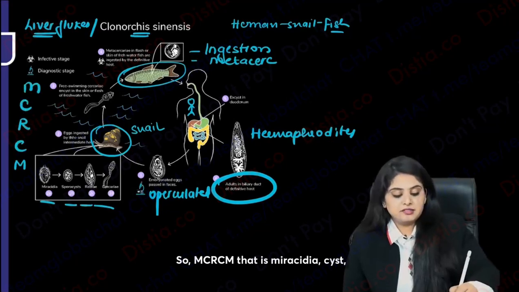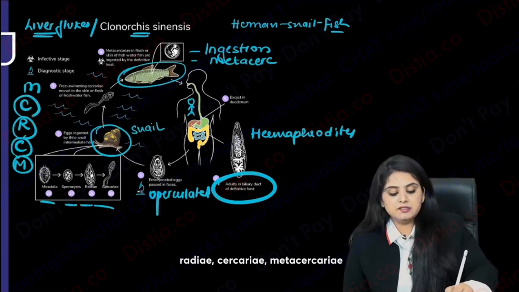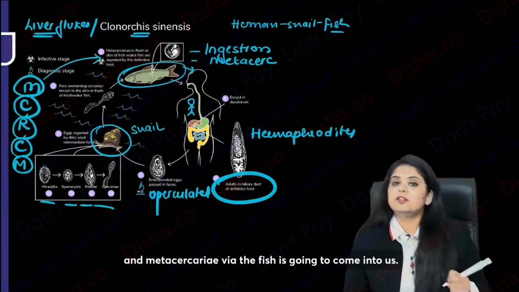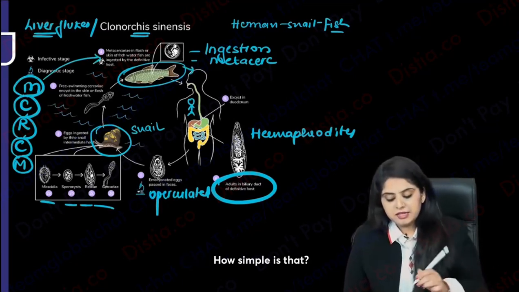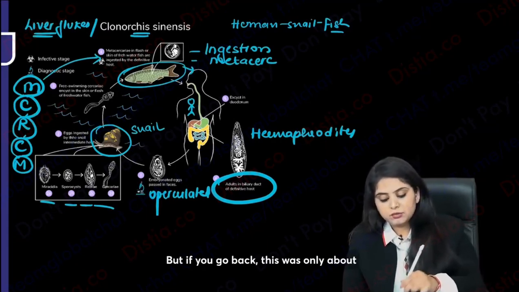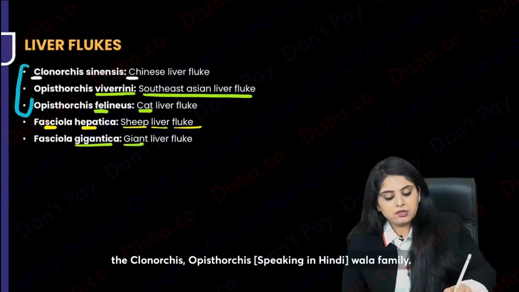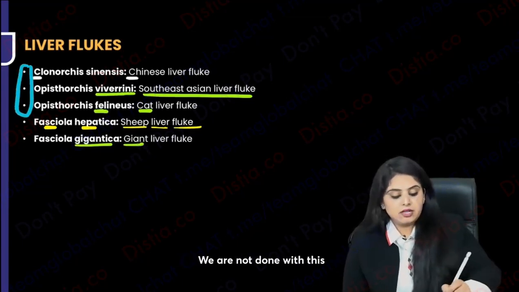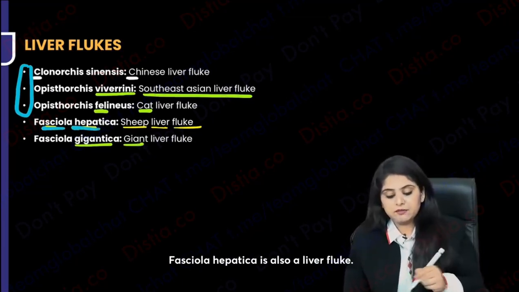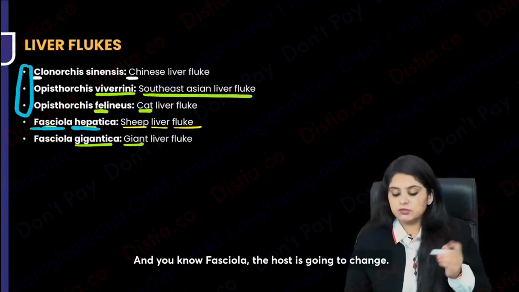MCRCM, that is Miracidia, cyst, Redia, Cercaria, Metacercaria, and Metacercaria via the fish is going to come into us. How simple is that? So now the liver flukes are also done, but if you go back, this was only about the Clonorchis or Opisthorchis family. We are not done with the Fasciola family, because Fasciola hepatica is also a liver fluke, and you know Fasciola, the host is going to change.